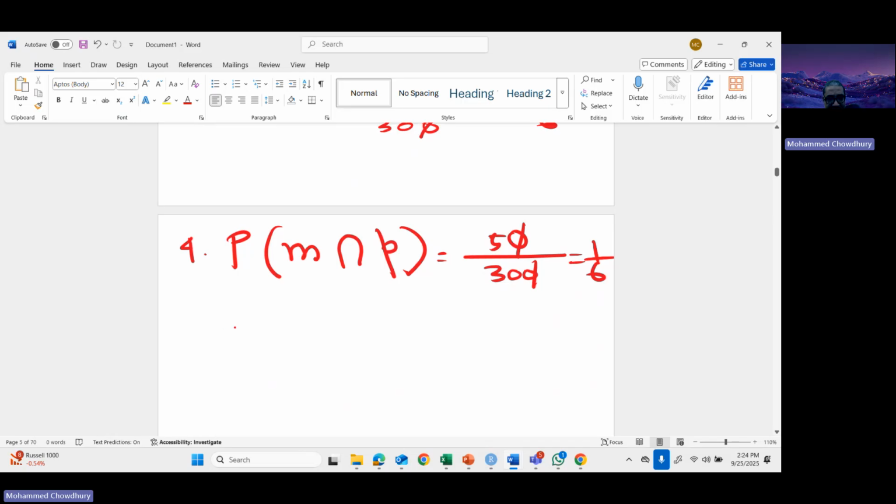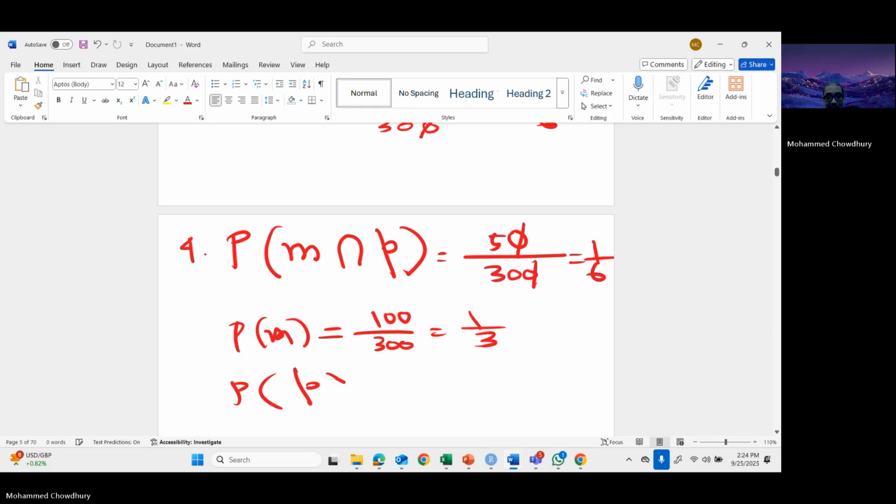Now I want to check probability of minor. Probability of minor equal to 100/300, which is equal to 1/3. And probability of player equal to 150/300, right? So I have half. So they are independent, right? Yeah, independent, right?